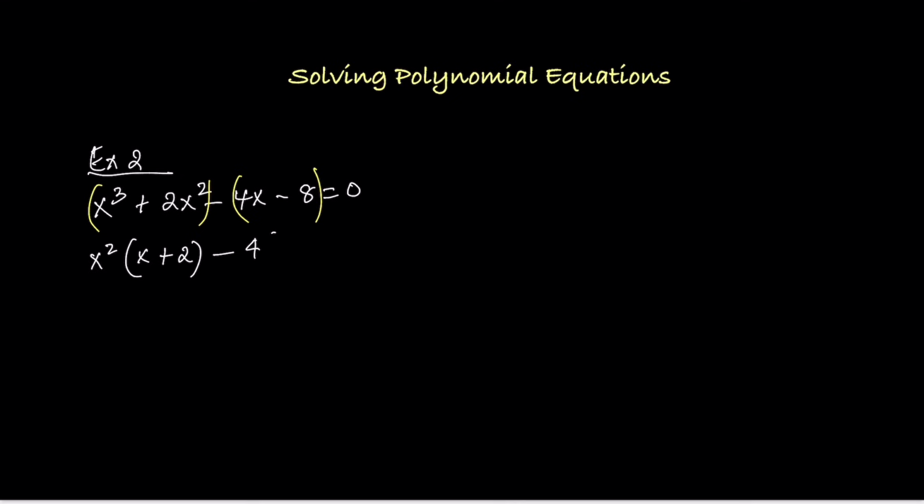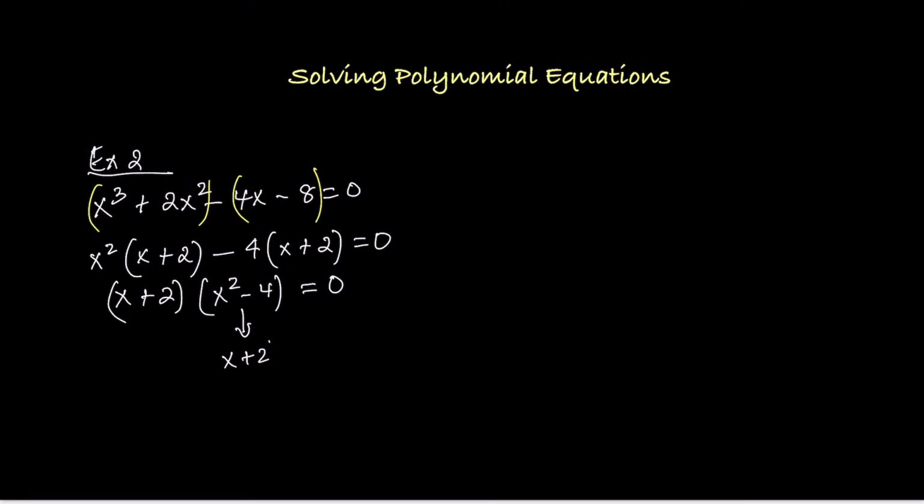Factor -4 from the second group. That gives -4 times x plus 2. Now factor out the common binomial x plus 2. This gives x plus 2 times x squared minus 4 equals 0. X squared minus 4 is a difference of squares. It factors as x plus 2 times x minus 2. So the full factorization is x plus 2 times x plus 2 times x minus 2 equals 0.